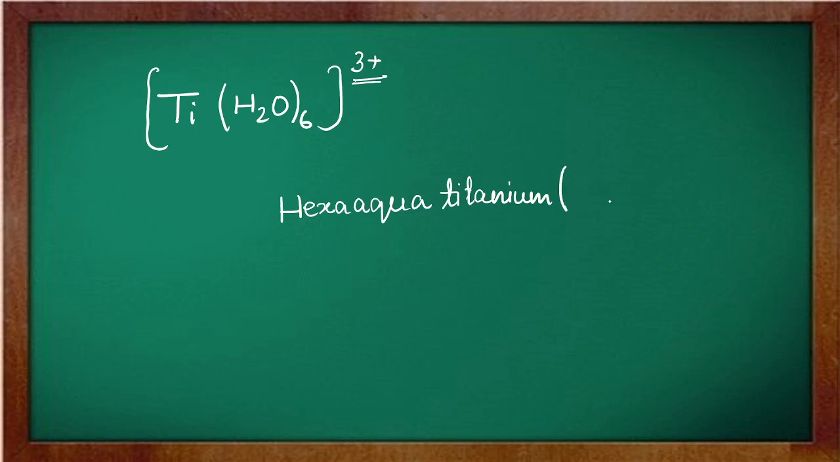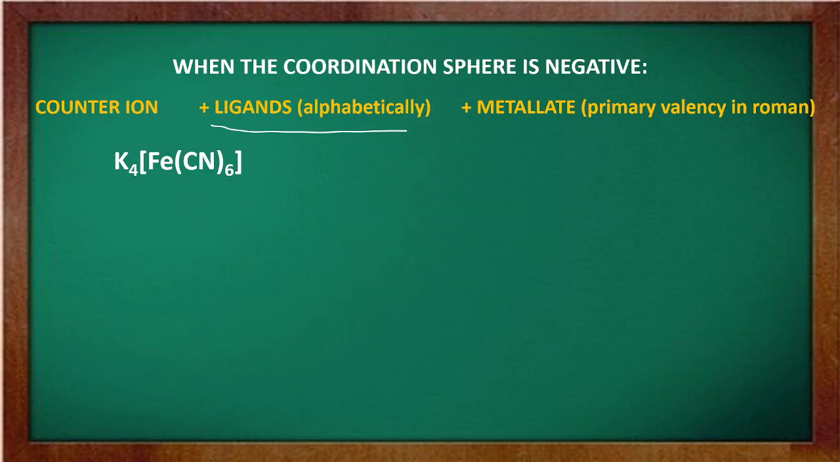Now you have to determine the oxidation state. The oxidation state of titanium will be x plus 6 into 0 is equal to 3, since this is carrying a charge of 3 positive. So x is equal to 3. The name is hexa-aqua titanium(III). If you want, you can write ion here, otherwise that is also not required. We are following the same procedure as we did for the previous one.